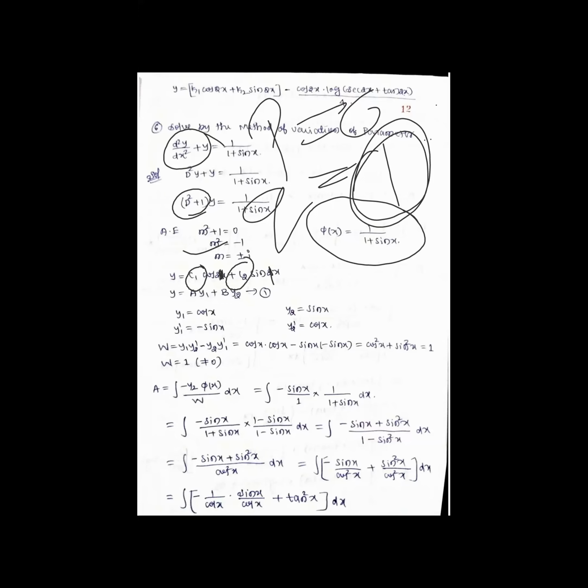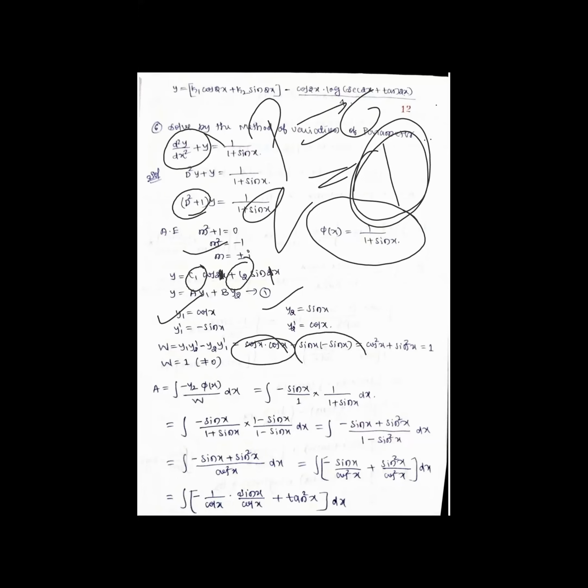So y1 is cos x, y2 is sin x, y1 dash is minus sin x, y2 dash is cos x. So the Wronskian will be y1 y2 dash minus y2 y1 dash. So substituting, that is cos square x plus sin square x, which is nothing but 1.